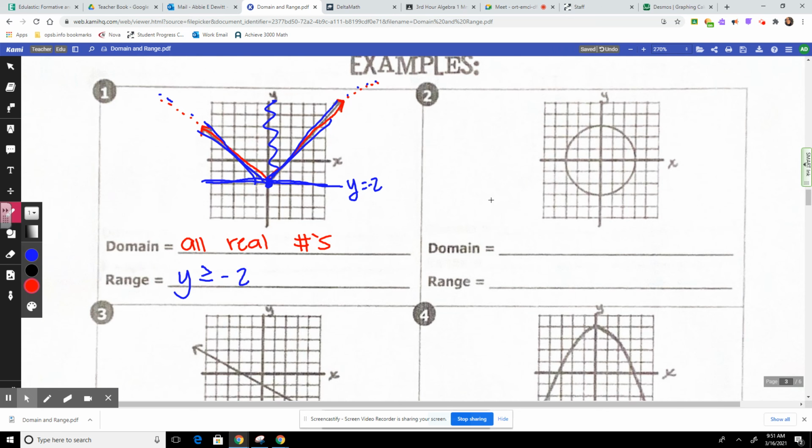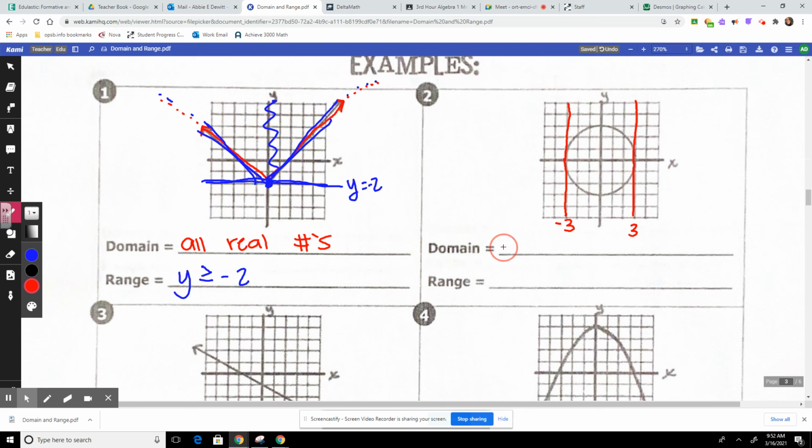Okay, for number 2, I have a circle that is inside the graph and it doesn't continue on in any direction, which means my domain and range both are going to have boundaries. So my domain, my x values, where does this graph stop going to the left? Where does it stop going on the x-axis? Right here. My graph does not extend beyond this point where x is negative 3. And then to the right, it doesn't extend beyond this point where x is positive 3. So my graph only lies between the values of negative 3 and 3.